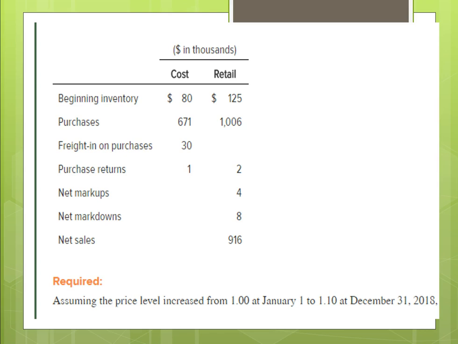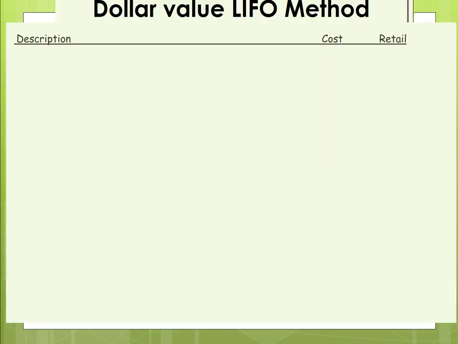All right, here's our problem. We have beginning inventory, we have purchases, we have freight, returns, markups, markdowns, and sales. And assuming the price index increase was 1 at January 1 and 1.2 at the end of the year. Now we can work through this problem.